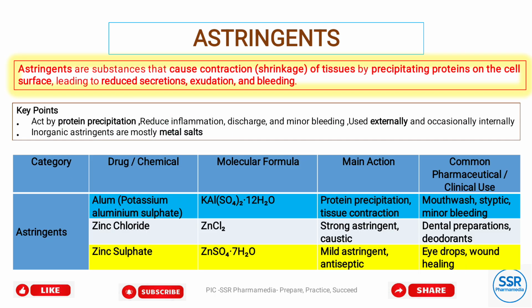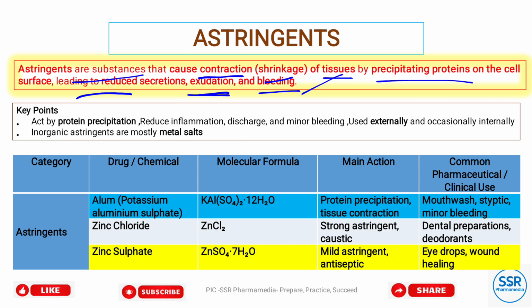So what is an astringent? An astringent is a substance that causes contraction, that means shrinkage of the tissues, by precipitating protein on the cell surface, leading to reduced secretions, exudations and bleeding. Mainly it is used for minor cuts and wounds, to shrink the cells and stop the bleeding and exudations.